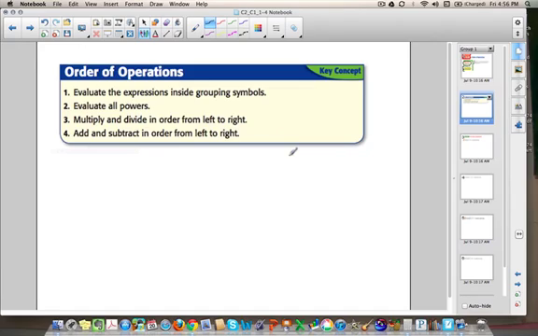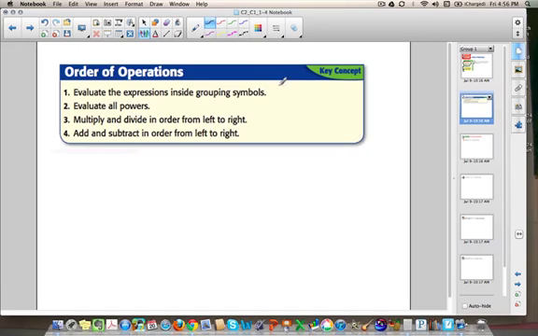The order of operations is basically a set of rules that make sure that we evaluate expressions or numerical expressions, which is just a combination of numbers and operations. It makes sure that we evaluate those numerical expressions in the same way every single time. So it's just basically a set of rules for mathematicians.